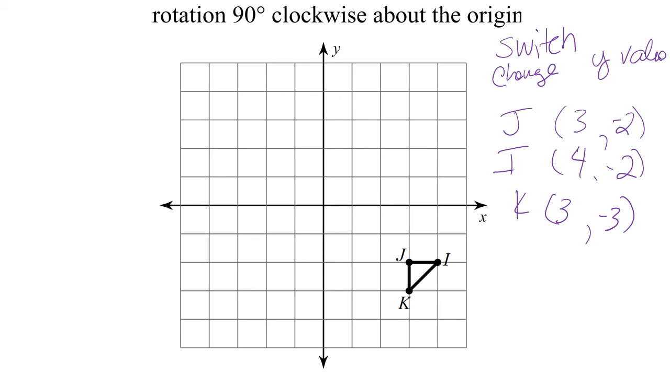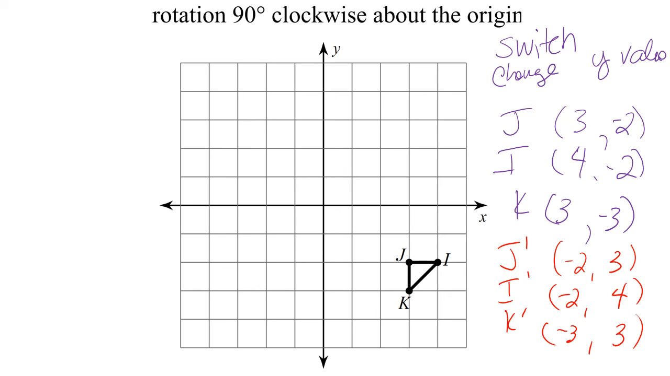Okay, so this one I am going to have to rewrite because I have that switching to do. So I'm going to just reverse everything, go -2, 3, -2, 4. I'm just switching the x and y's, then -3, 3. Okay, now I've got to change what's in the y values. So let's go, 3 becomes -3, 4 becomes -4, 3 becomes -3. And this should give me a 90-degree clockwise.